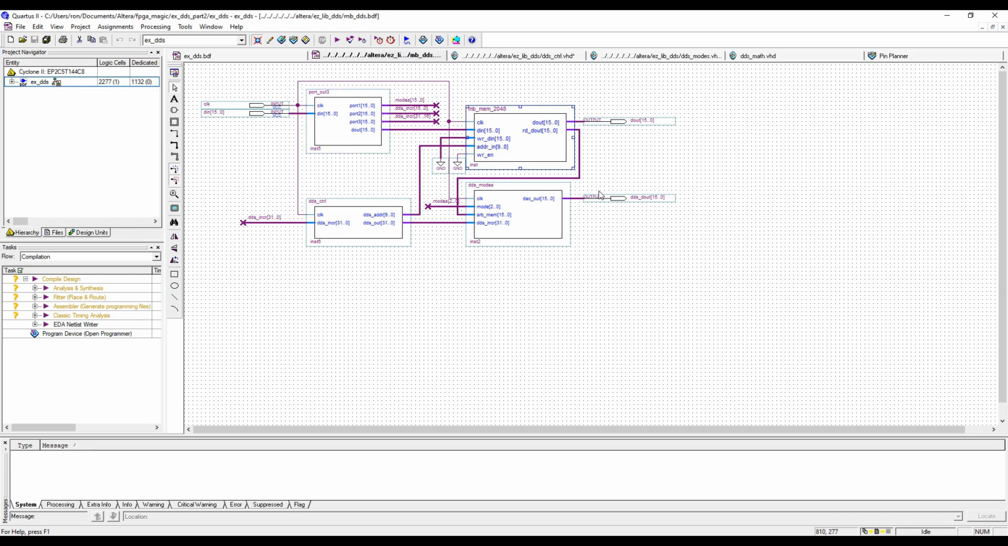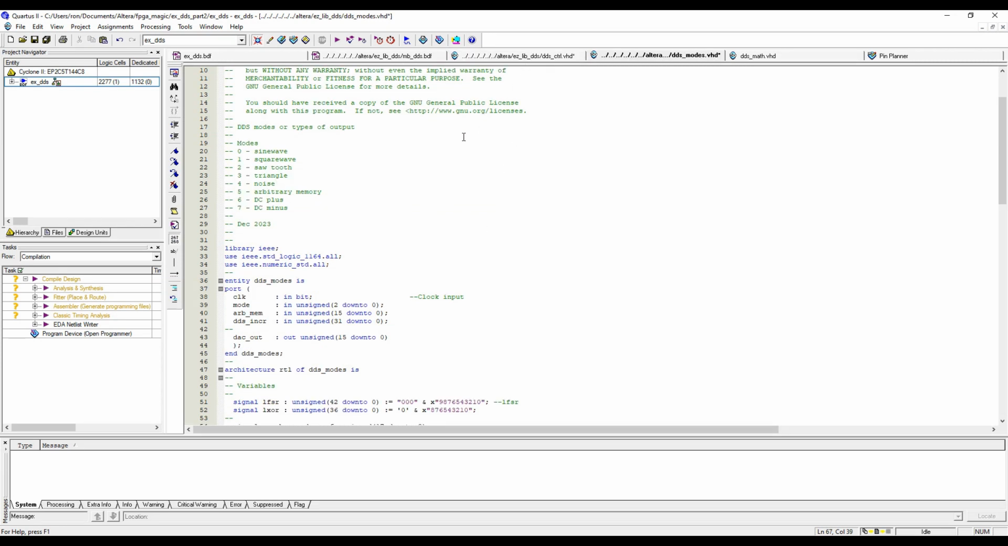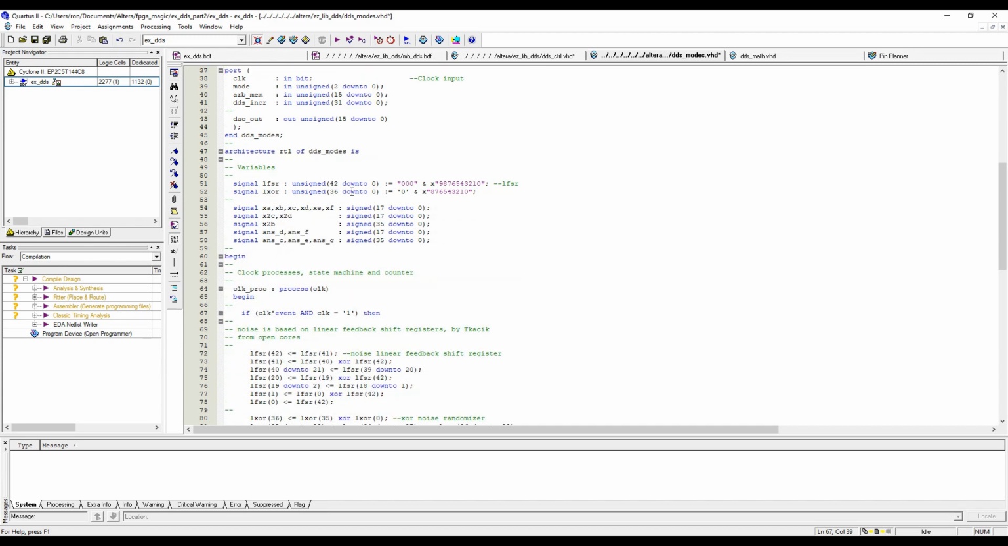There's also a predefined memory function for the arbitrary memory. There's two custom modules in here. The first is the counter for the frequency, which is really simple. And the second is the mode control. The modes are sine wave, square wave, sawtooth, triangle, noise, arbitrary waveform memory, DC plus, DC minus.